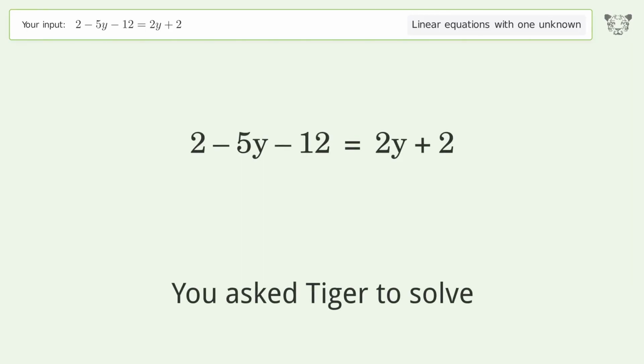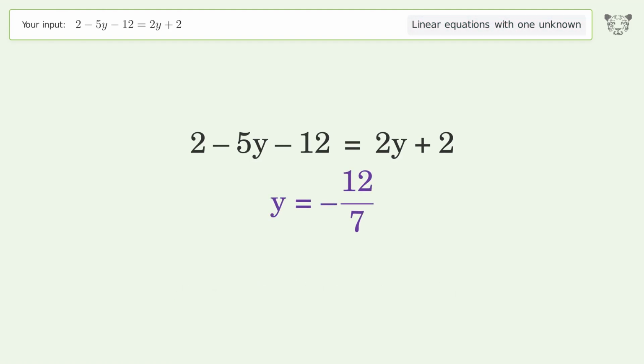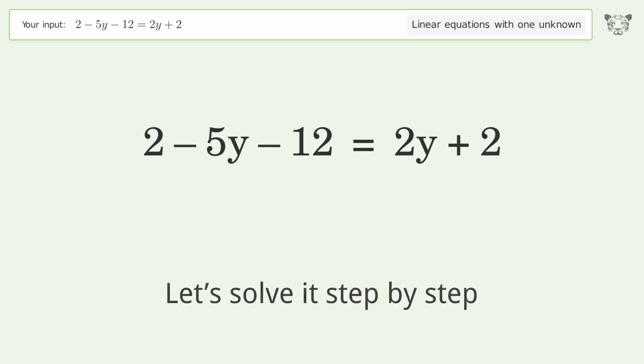You ask Tiger to solve this. This deals with linear equations with one unknown. The final result is y equals -12/7. Let's solve it step by step.